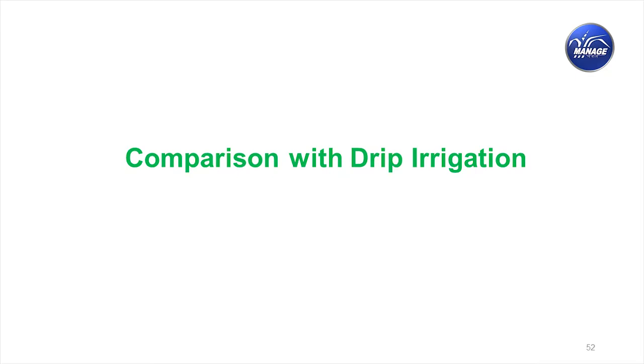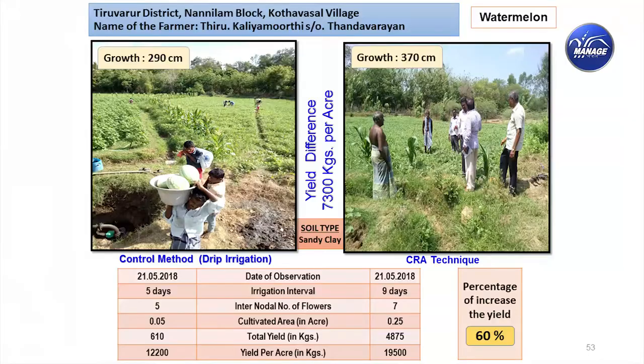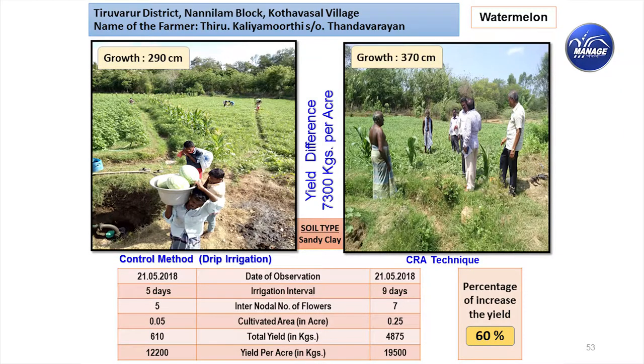Now, I told you that this can also be blended with drip irrigation. So in some parcels of land, what we did is, we had a plot with drip irrigation alone and another plot where there is a blending, CRA technique plus drip irrigation. This is a technique where the control plot is drip irrigation and the treatment is only CRA technique. In watermelon, what we noticed is the irrigation interval in drip irrigation was once in 5 days, whereas in CRA technique it is once in 9 days.